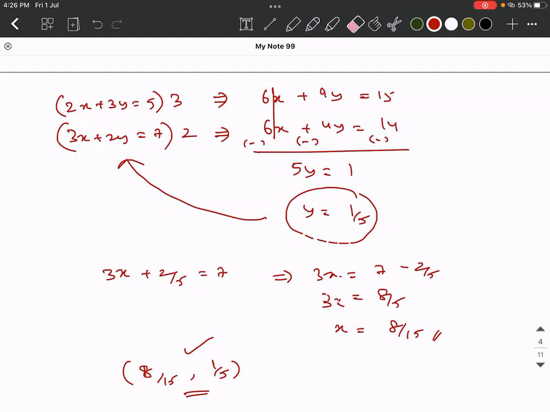Oh, 7 minus 2 by 5, how much is it? 33 by 5. Then this will be 11 by 15. It will be 11 by 5. Correct? 11 by 5, comma 1 by 5. So it is 11 by 5, comma 1 by 5. That is the point where those two lines intersect. So that point is called the solution of both the equations.